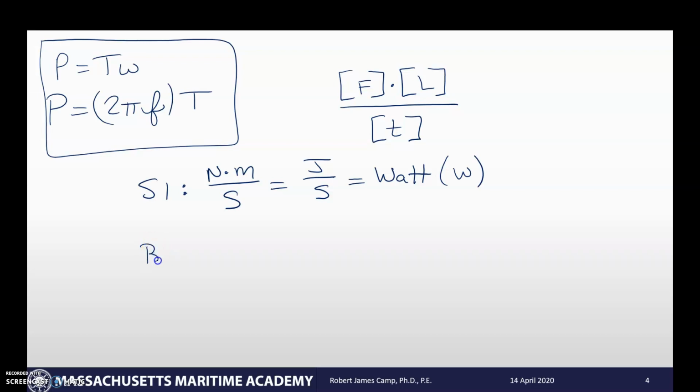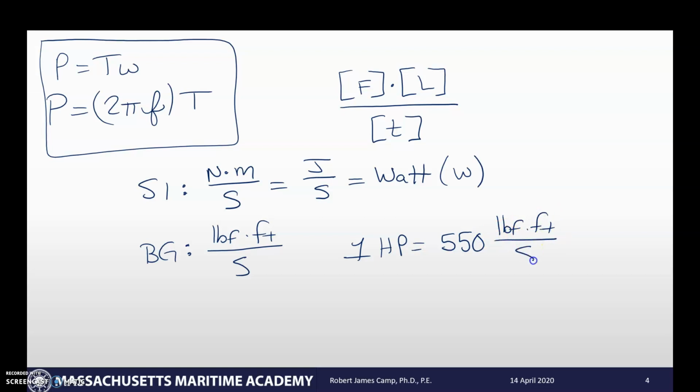Now if we look in the British gravitational system, what does that give us? Well, that's going to be a pound force times a foot, or a foot-pound, you'll hear it a lot, per second. Now, with the British gravitational system, a lot of times we'll talk about horsepower. A horsepower is not a foot-pound per second. One thing to note is 1 horsepower is going to be 550 foot-pounds per second. This is a good conversion to know because you're going to see it quite a bit as we deal with power transmission in this part of the book, but also you'll see this pop back up in fluid mechanics a lot.